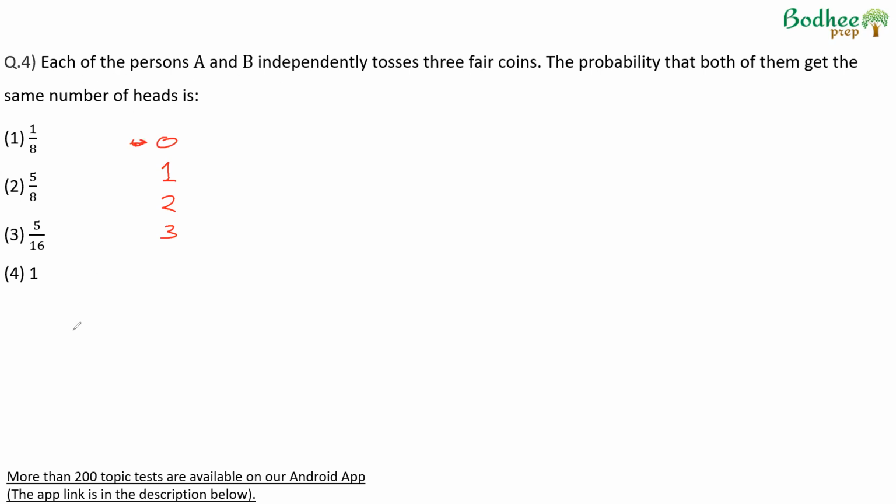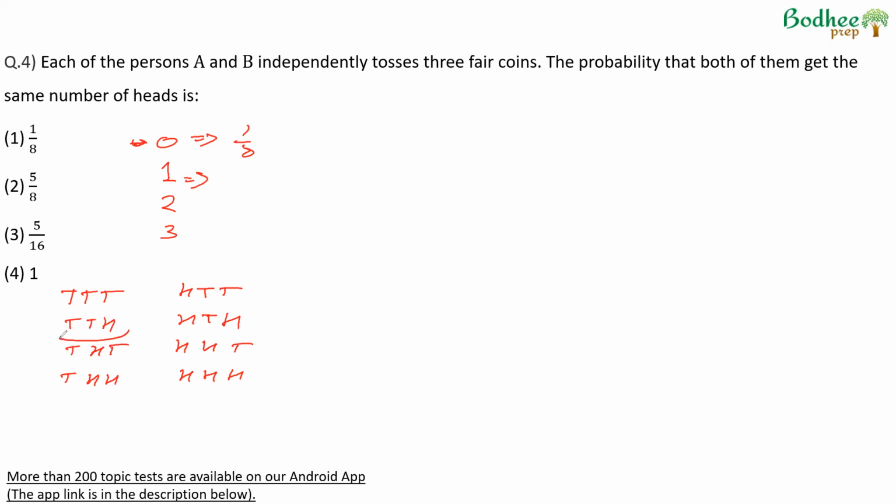Since 8 outcomes are possible when 3 coins are tossed, we could have TTT, TTH, THT, THH, HTT, HTH, HHT, HHH. Probability of getting 0 heads is 1 by 8, this one out of a total of 8 cases.